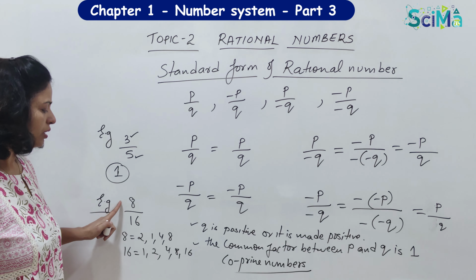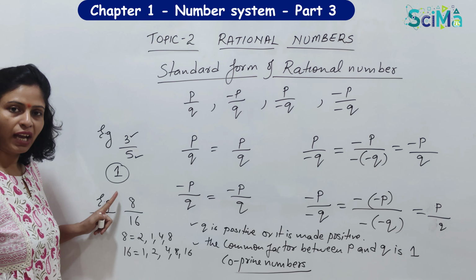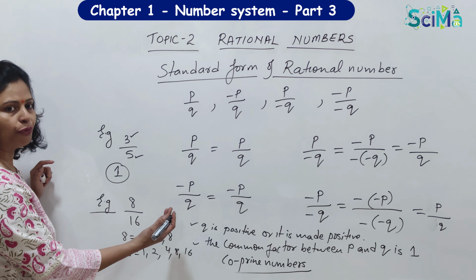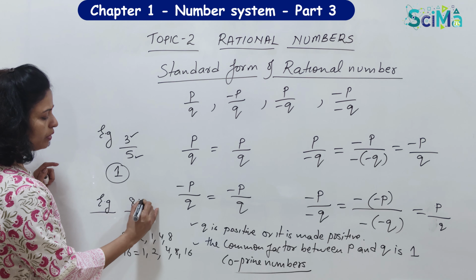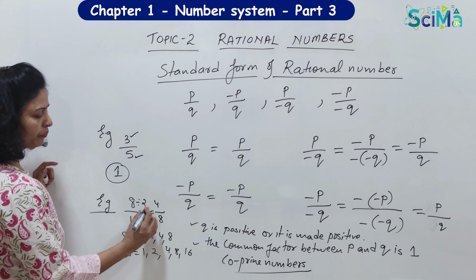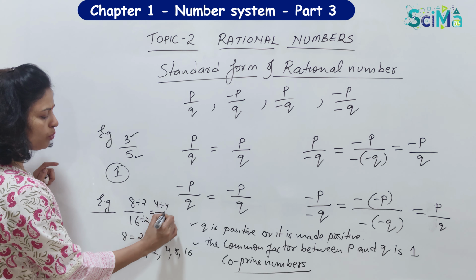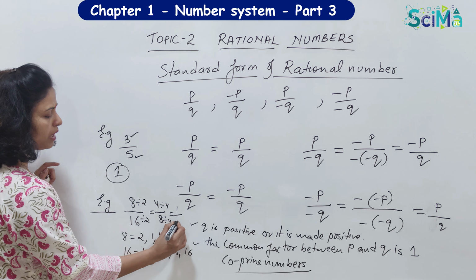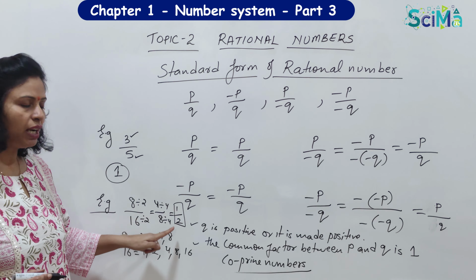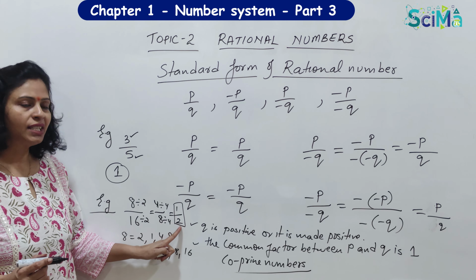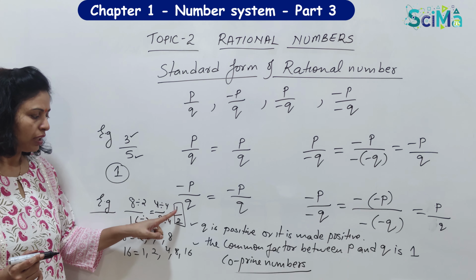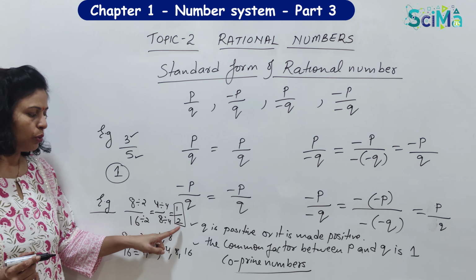So this is not the standard form of a rational number. We have to convert it into the standard form, that means into the lowest form. If I divide by 2, what do I get? 4 by 8. Again it is divisible by 4, and we get 1 by 2. So we have arrived at 1 by 2. Now 1 by 2 is the standard form of 8 by 16. Why? Because there is no common factor between 1 and 2 other than 1.